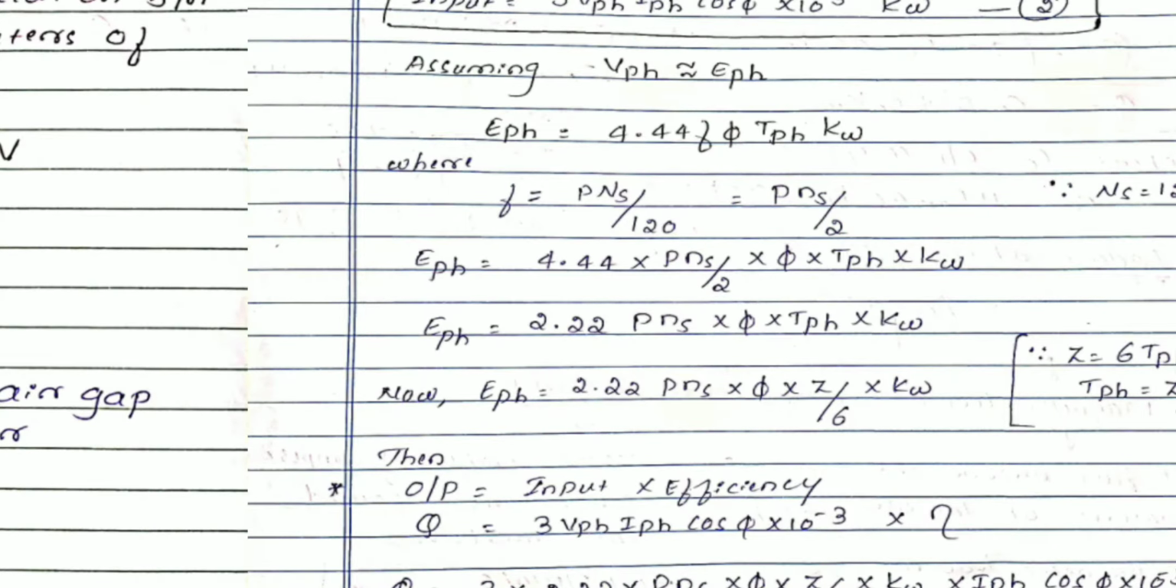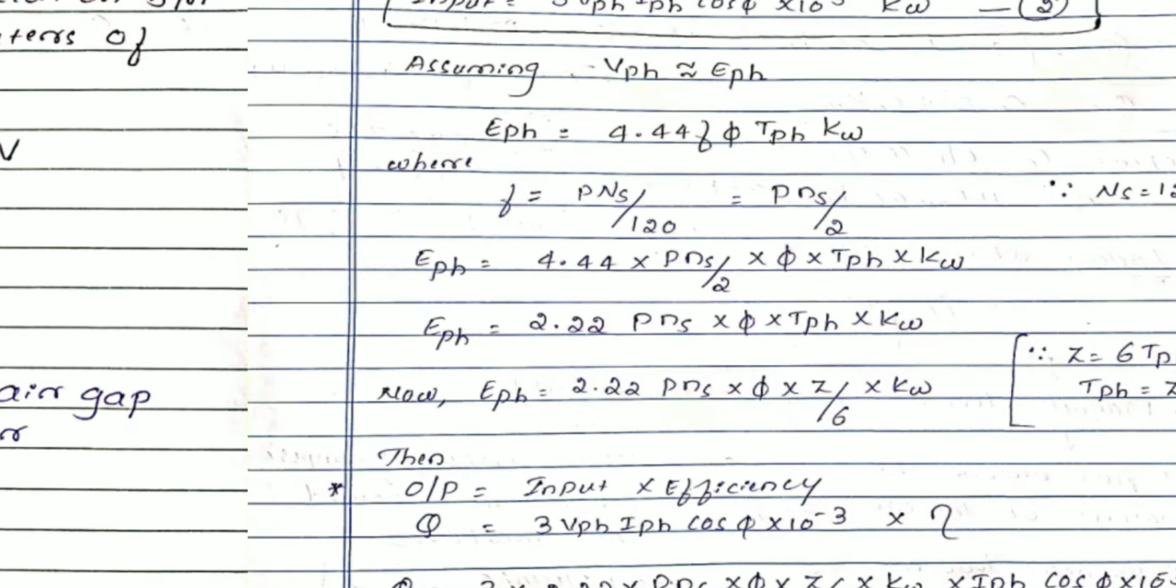Next, in the equation for EPH, instead of F, I can substitute P ns divided by 2. Then 4.44 into P ns divided by 2 into phi into TPH into kW, which is the winding factor. When we divide by 2, it will be 2.22. So EPH will be equal to 2.22 P ns phi TPH kW. I hope this is clear.